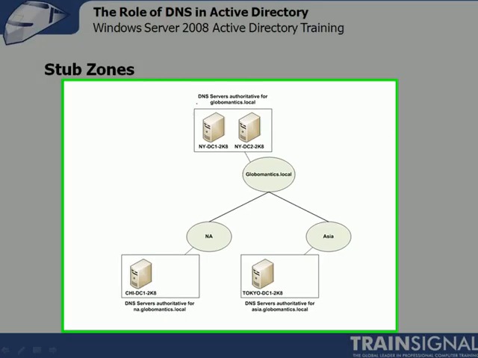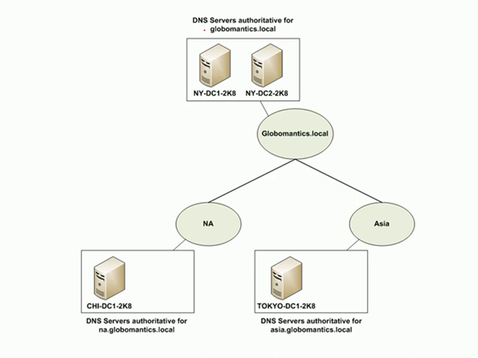Here we have the DNS servers that are authoritative for globalmantics.local. Right? You'll see here that we have New York DC1 and New York DC2. These guys are what's known as authoritative for globalmantics.local. Now, by the way, if you're thinking to yourself, wait a minute, I don't have these servers. What do you mean they're authoritative? We're going to get this all set up a little bit later. But for right now, I'm telling you, I've got these two servers, and they are authoritative for globalmantics.local.